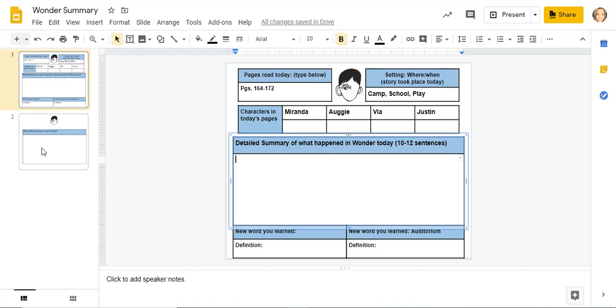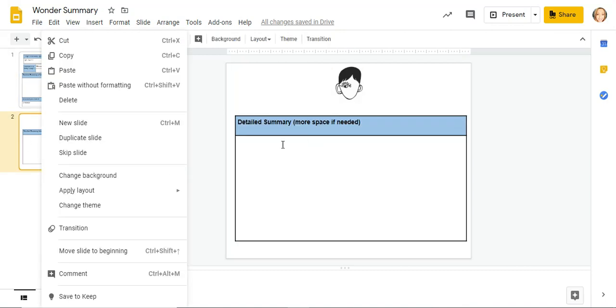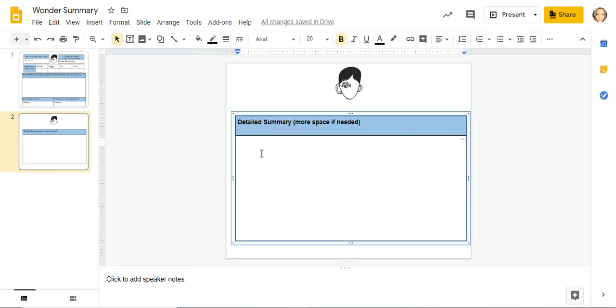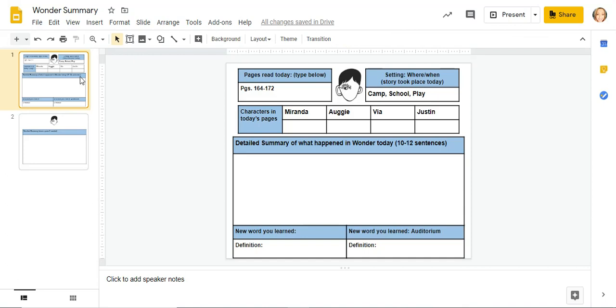Again, if you need extra space, this blank looking slide over here, it's pretty generic, but that's just because I wanted to give you some extra space if you needed it, because sometimes people write really nice quality sentences and you just might want to expand a little bit more.